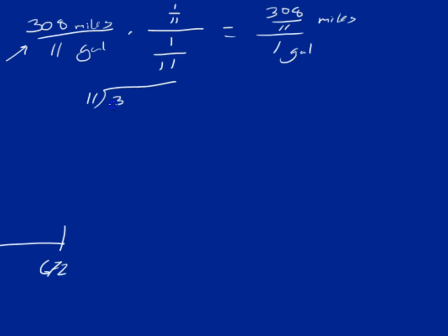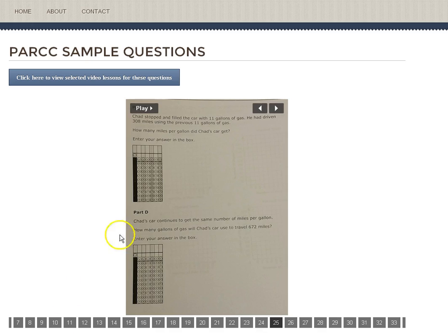11 will go into 308. 11 goes into 30 2 times. That's 22. We subtract, we get 8. We bring down the 8. It's 88. That's 8 times, and your answer is 28 miles per gallon. All right, I'm moving fast on the long division. I hope that's okay. Feel free, of course, to rewind.